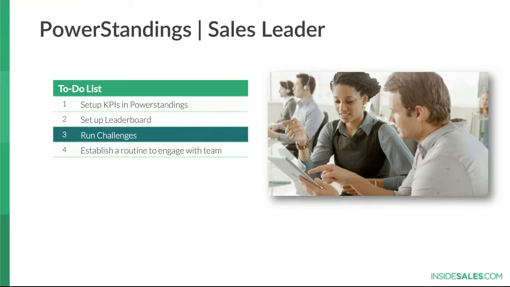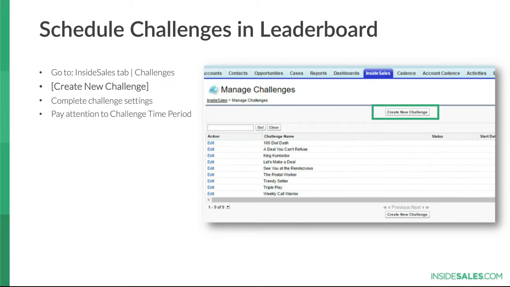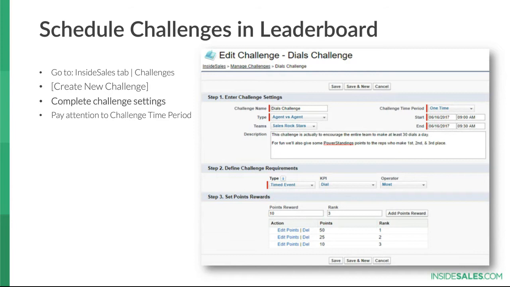Step 3, you're going to run some challenges using Powerstandings. So this is going to be a really exciting piece. You're going to love doing this with the right KPIs. So here's how you do it. Go to the Inside Sales tab, click Challenges, create new challenge, and then simply fill out the settings for the challenge. It's quite intuitive. You're going to figure this out. That's why I'm not going to go through every little field here, but you can see an example of how I've done it. One thing I'm going to call out, though, is the challenge time period.